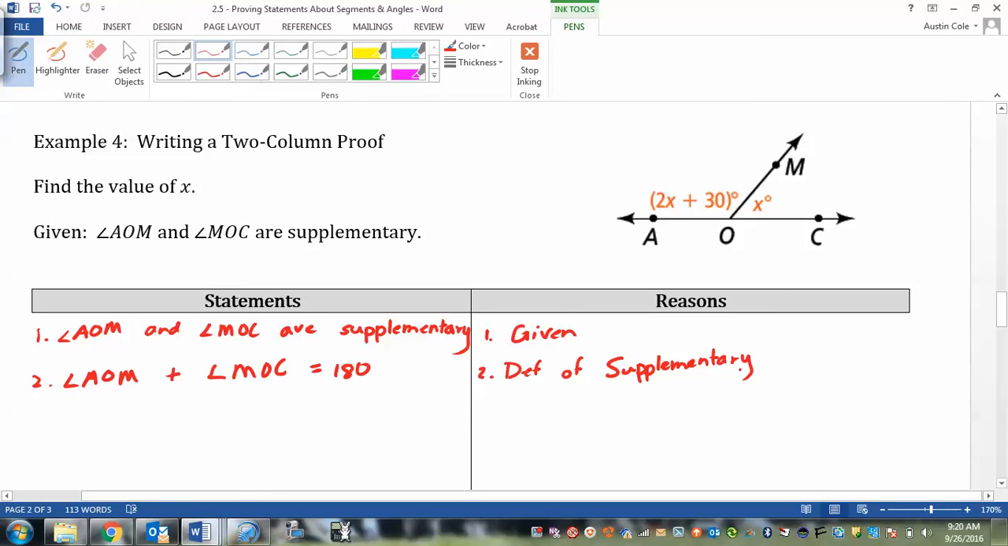Again, so now I've got that framework. Now I know what angle AOM is. AOM, that's 2x plus 30. And I know what angle MOC is. That's x. So let's fill that in. What's my reasoning there? Substitution.